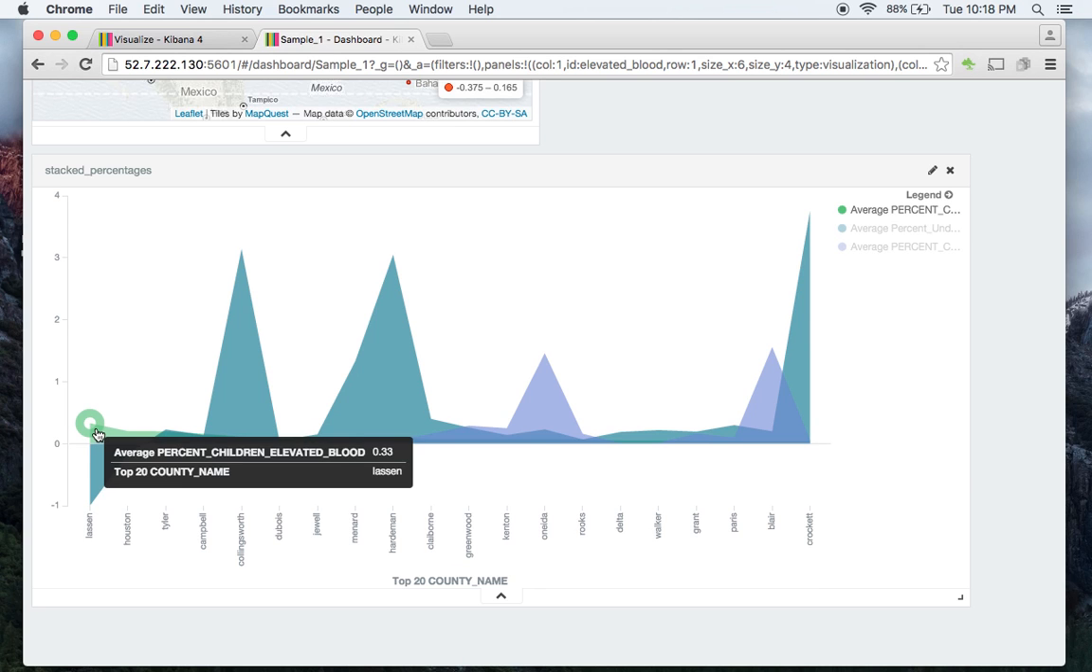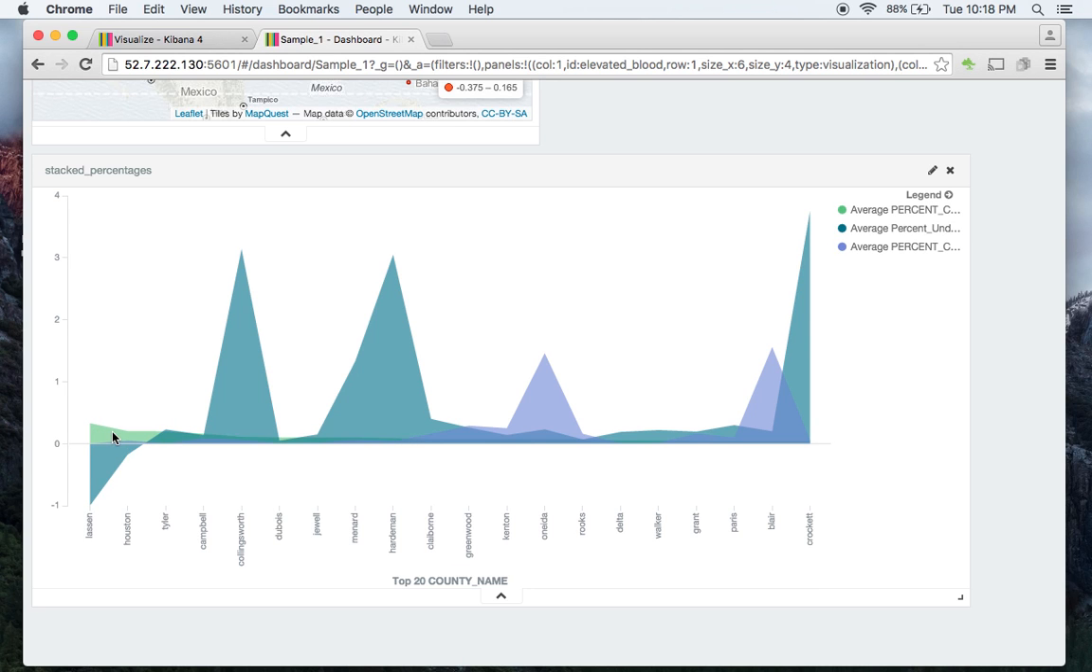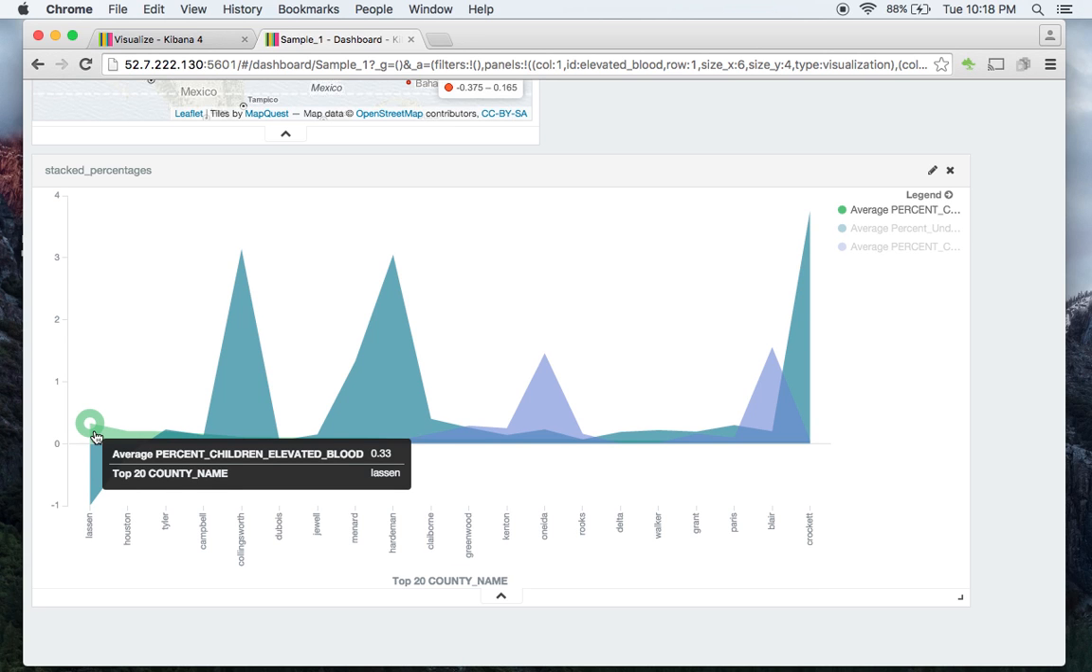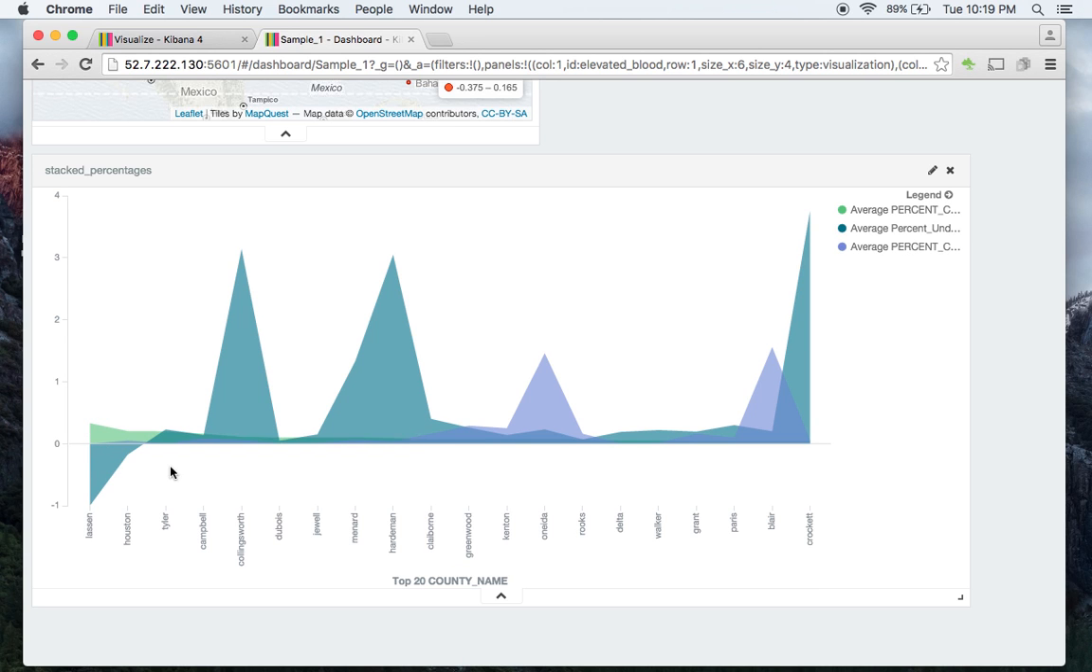I rank this according to the highest percent of children with elevated blood lead levels. In an ideal world, the higher percent you have of children at risk, you should have more testing efforts. Unfortunately, this is not the case for Lassen and Houston. So we could recommend to send more teams to Lassen and Houston because they have a high percent of children with elevated blood lead levels but low testing.